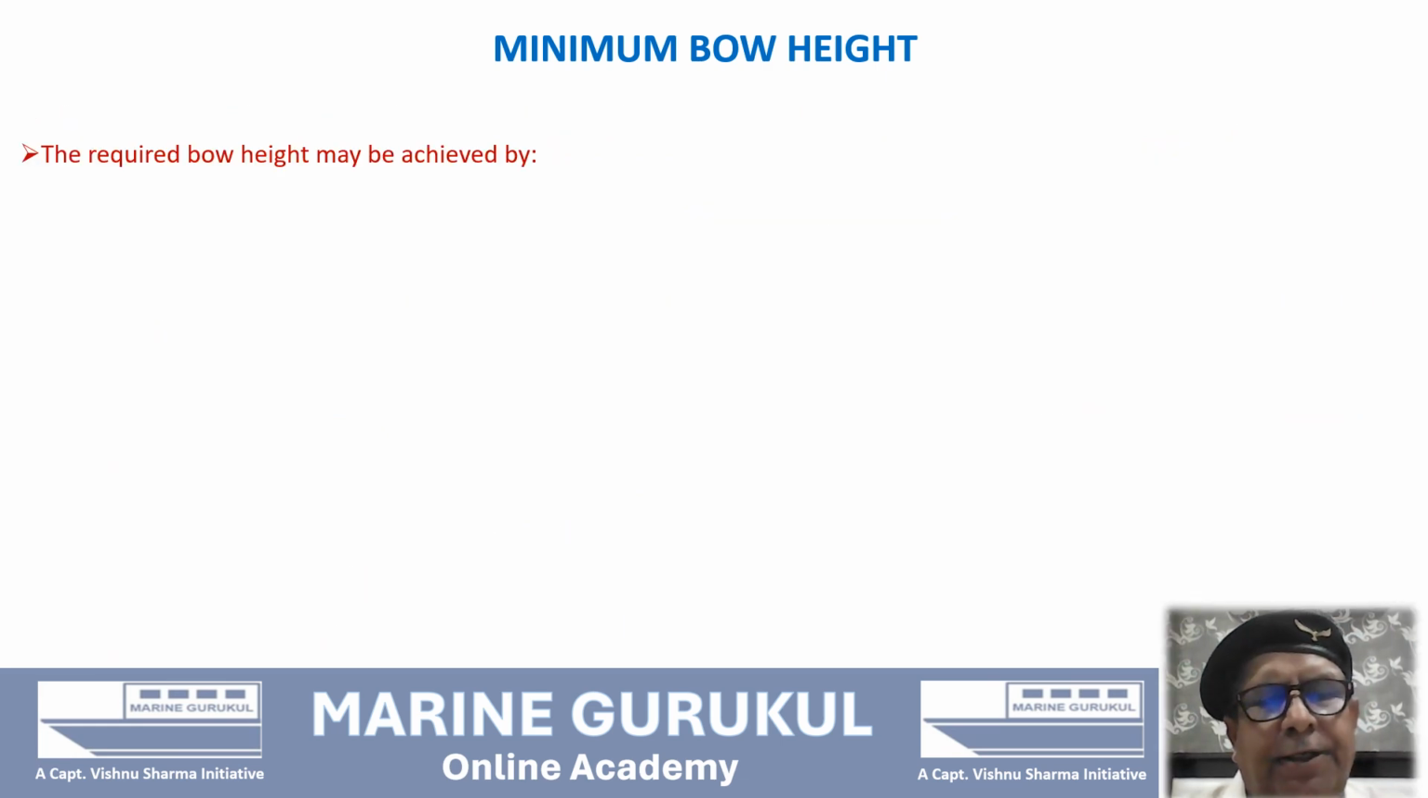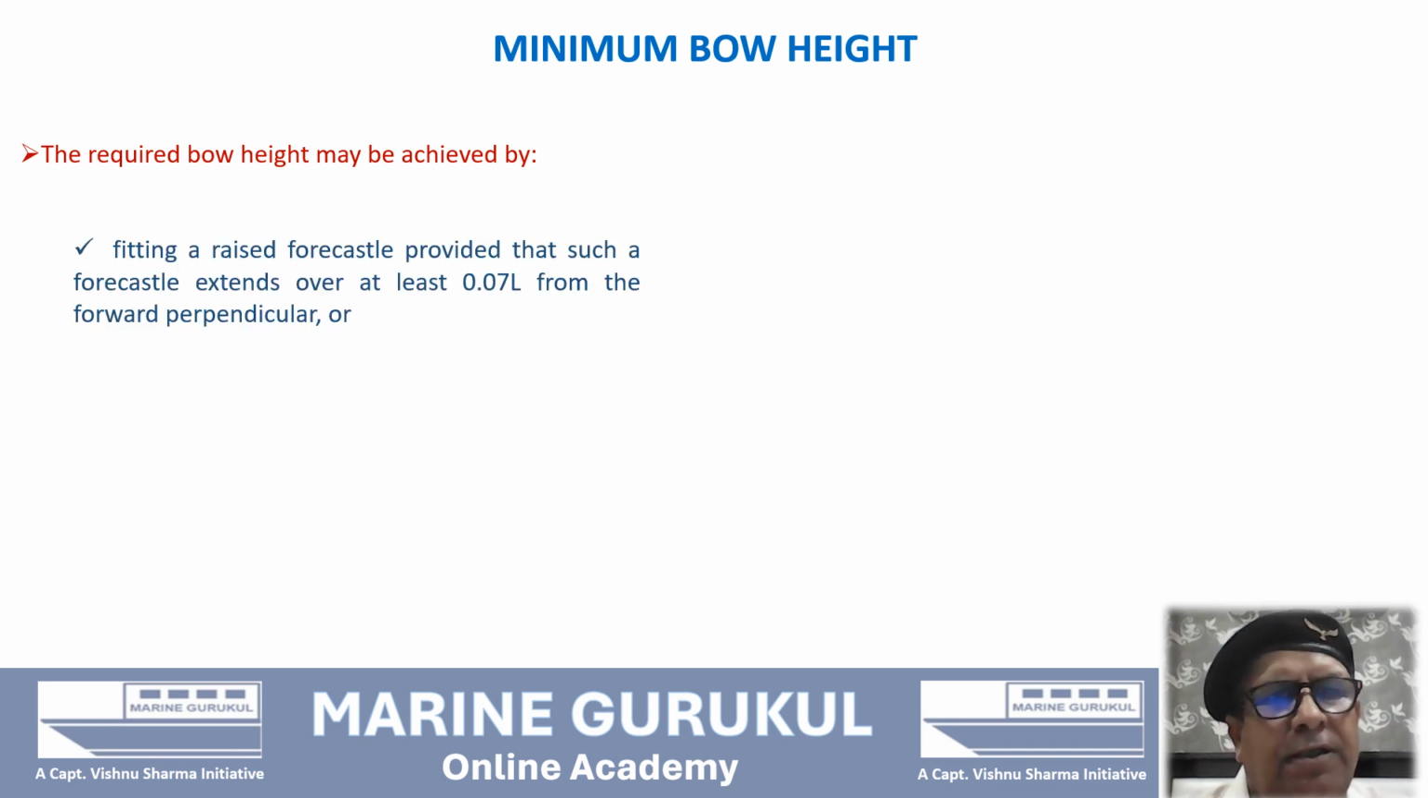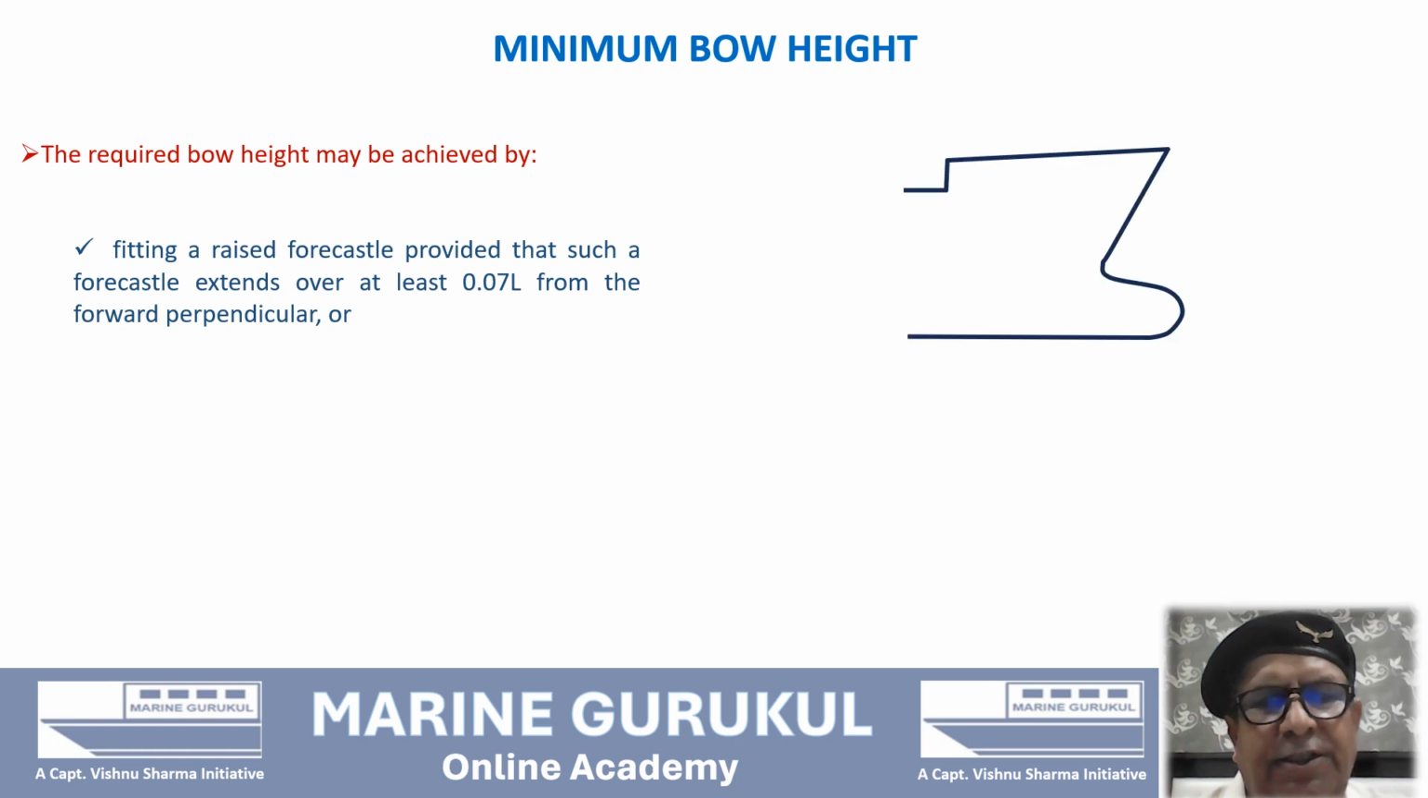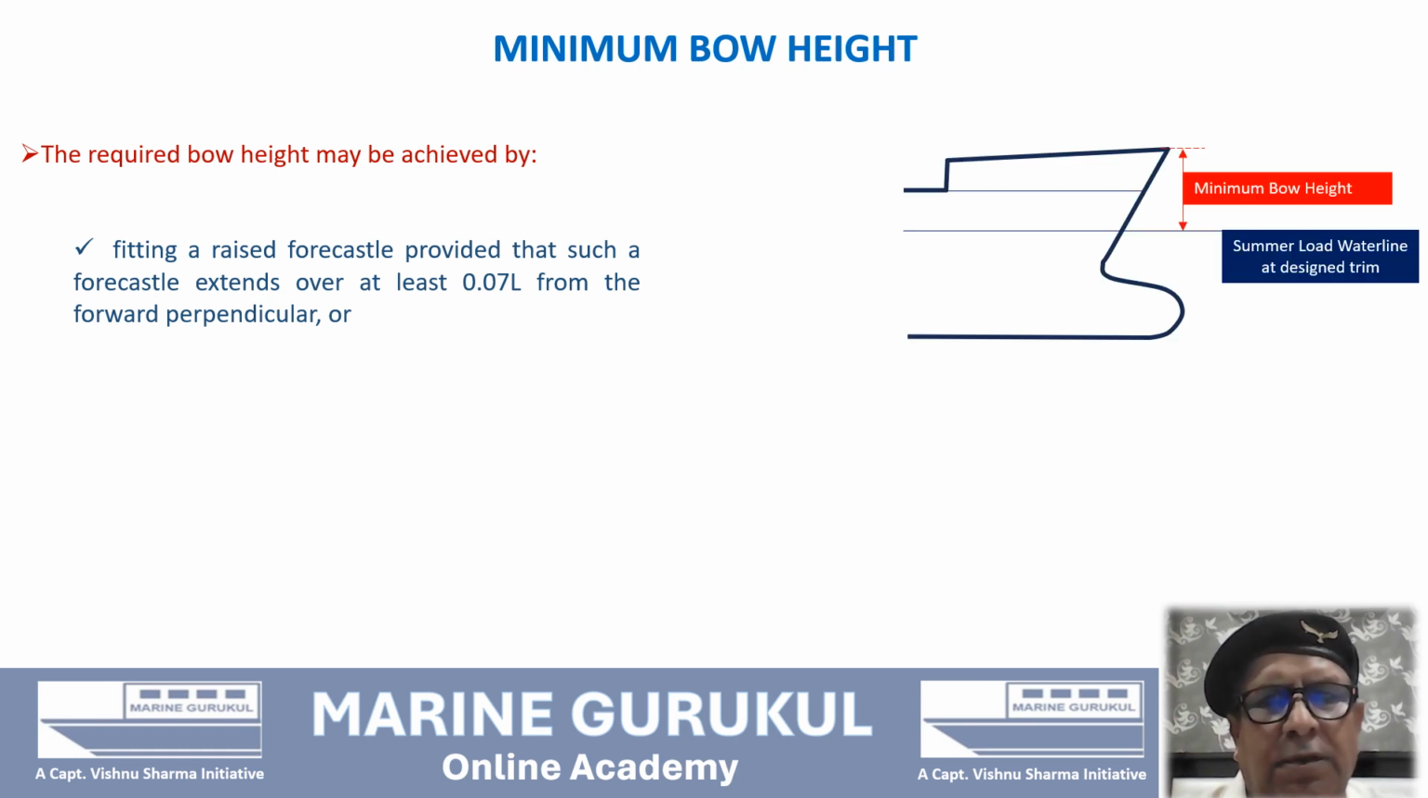The minimum bow height during ship construction may be achieved by either fitting a raised forecastle deck, provided that such a forecastle extends over at least 7% of the ship's length from the forward perpendicular. So you can see in this diagram, if the minimum bow height is to be measured up to the upper edge of the forecastle deck, in that case, the minimum length of the forecastle has to be 7% of the ship's length. So it has to be 7% or greater. Measured from where? Forward perpendicular.